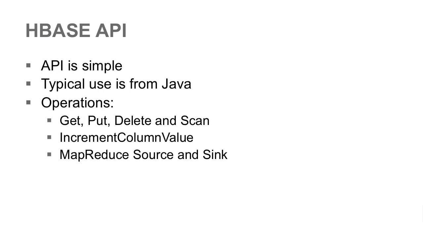The API that we have for HBase is rather simple, and normally we would use it from Java programs. It provides fairly low-level operations like get, put, delete. We can scan for values, increment column value, and we also have MapReduce as a source and sink for our data. So it is a fairly low-level API that you would typically use from Java programs, but you should also consider looking into Apache Phoenix, which provides us with access from SQL, and normally in programs you could then be using JDBC to access the HBase data.